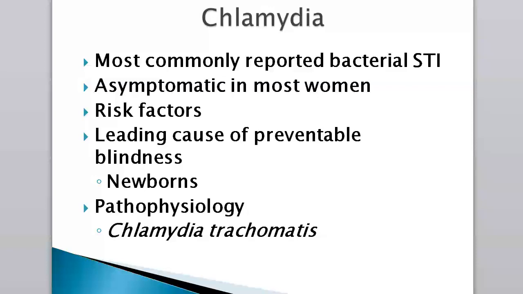Most of the time, chlamydia is asymptomatic in women until the uterus and the fallopian tubes have been invaded, and treatment may be delayed, resulting in long-term complications. And this is where chlamydia is a common cause of preventable infertility and ectopic pregnancies. Infants born to mothers with untreated chlamydia are at risk for chlamydia conjunctivitis and also pneumonia.